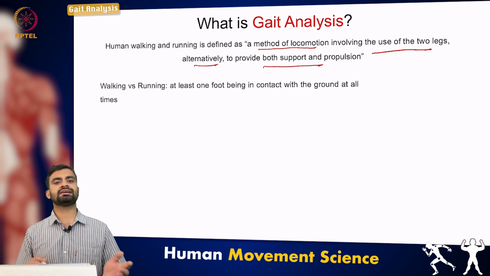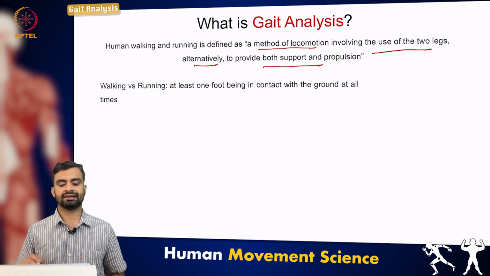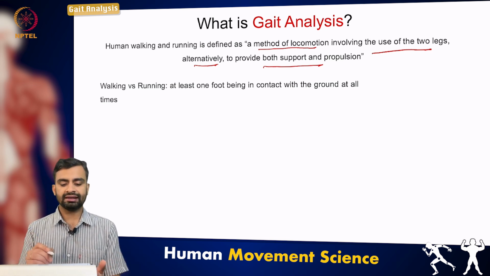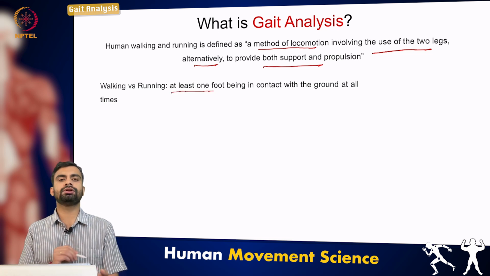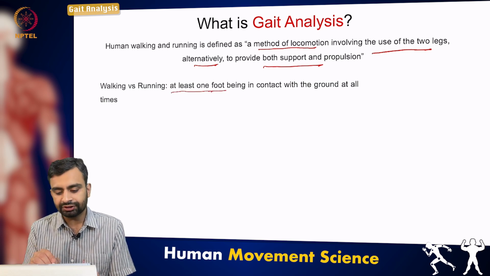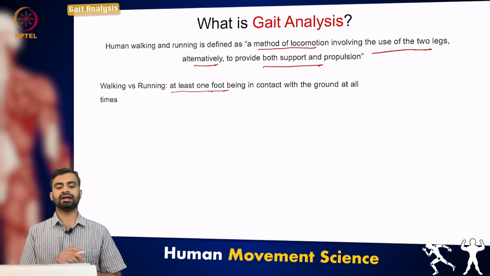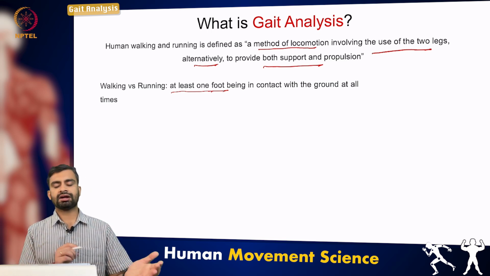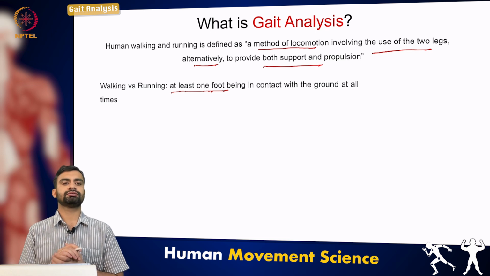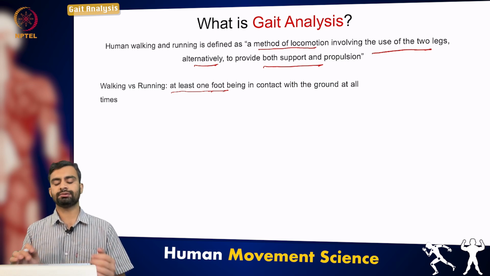So what is the basic difference between walking and running? In running analysis, what we look at is that at least one foot is in contact with the ground at all times. So this is one of the prominent features which distinguish walking and running.